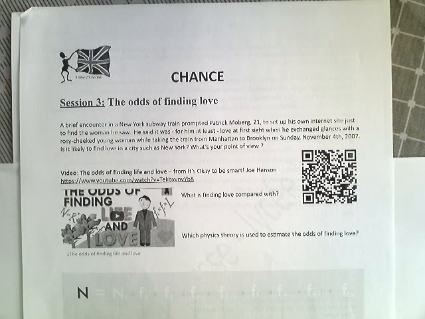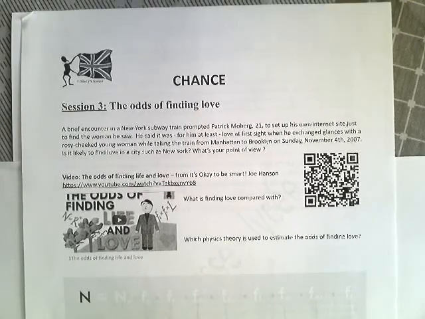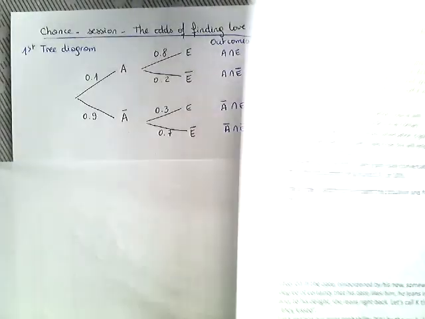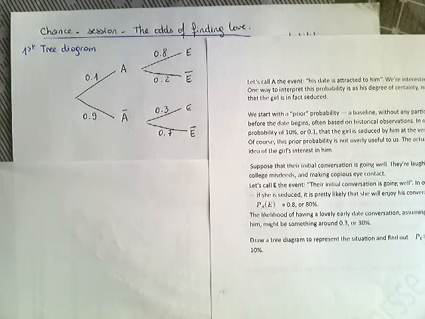Hello. So let's talk about the session "The Odds of Finding Love." I'm going to present the second part of this activity. You were asked to draw a tree diagram to represent the situation. The idea was that Patrick Moberg met the famous girl. He fell in love in the subway.